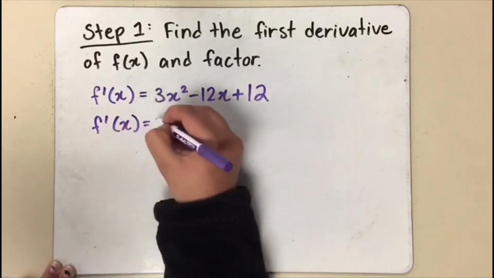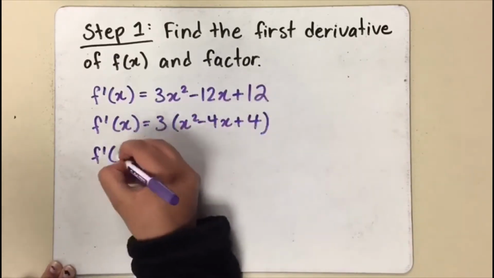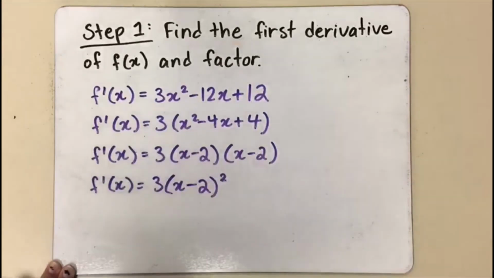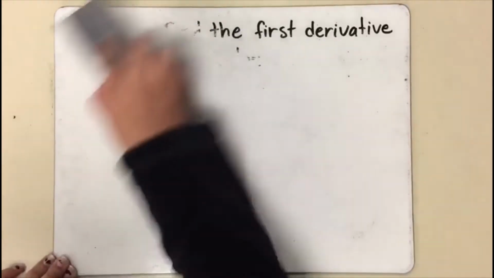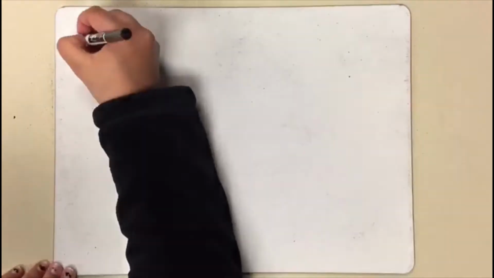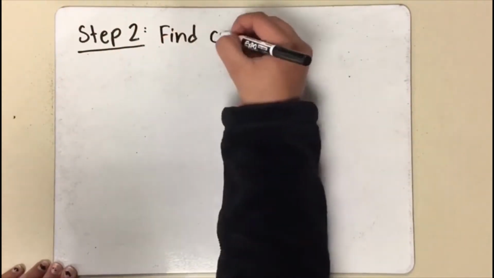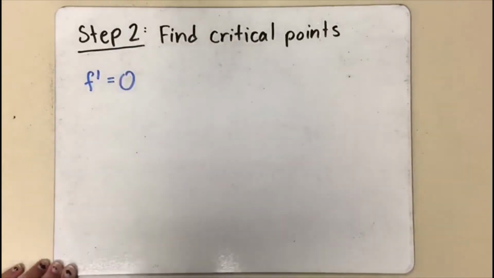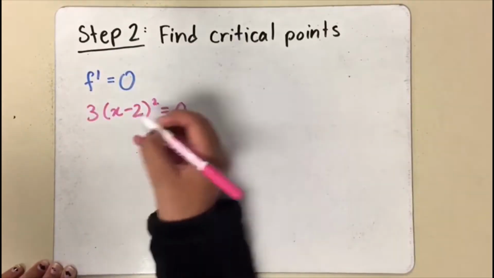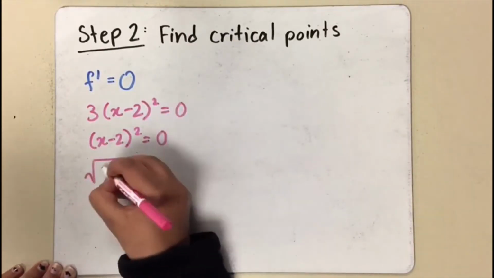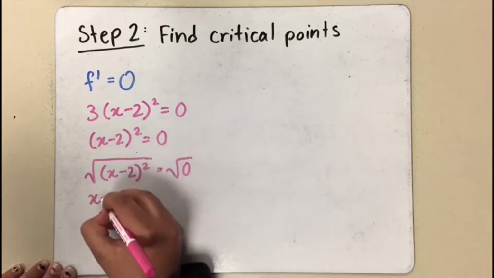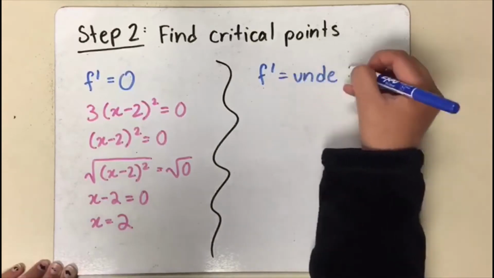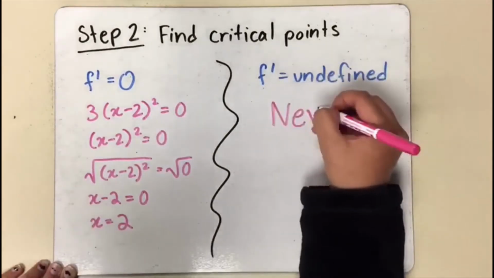We can simplify this by factoring the 3 out, and also by rewriting x squared minus 4x plus 4 as x minus 2 the whole squared. The second step is to find the critical points, which are where the derivative is equal to 0 and undefined. The derivative equals 0 when 3 times x minus 2 the whole square equals 0. By using simple algebra, we can find that x equals 2. The derivative is also undefined at no points.